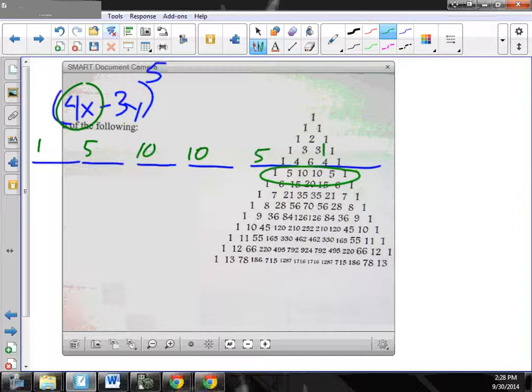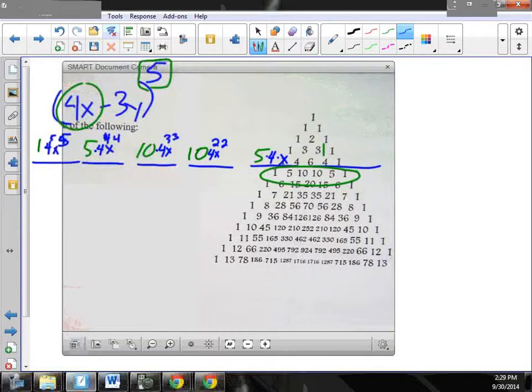Our a term is 4x. So we're going to start at the 5th power and go down. So 4 to the 5th, x to the 5th. And then 4 to the 4th, x to the 4th. 4 to the 3rd, x to the 3rd. 4 to the 2nd, x to the 2nd, and 4 times x. And then the last one has no 4 and no x. That's just how it works.